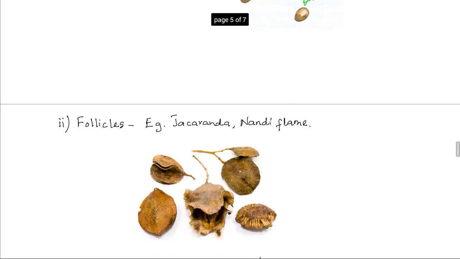Follicles are the other examples of dehiscent fruits. A follicle is formed from one carpel and it splits along only one edge, like the follicle of the jacaranda. It splits along one edge, releasing the seeds from within.